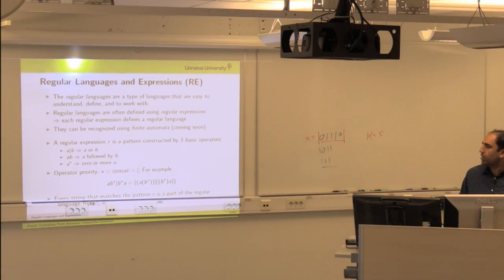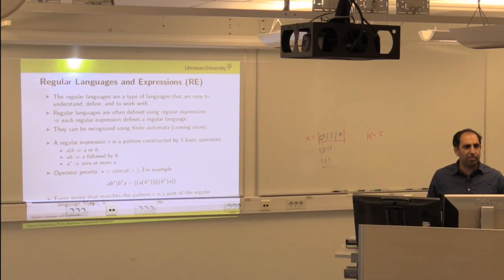And then we have regular languages. We have looked at formal languages, and we learned some basic concepts and the basic building blocks of languages. Regular languages are the simplest kind of languages, easy to understand, define and work with. They are defined using regular expressions. If you have a regular expression, the set of strings recognized by that regular expression forms a regular language.